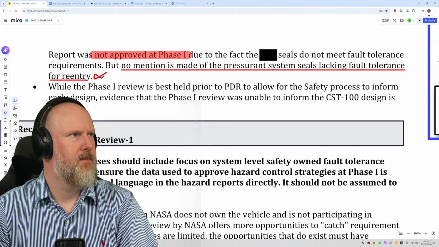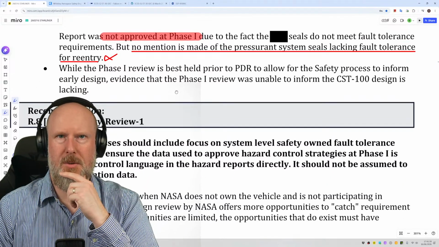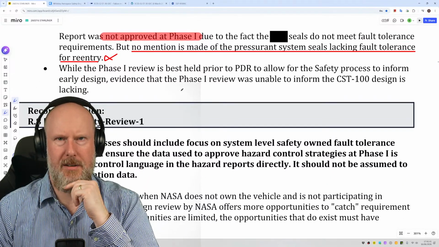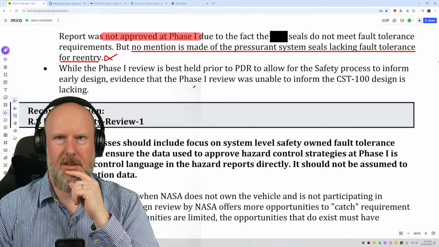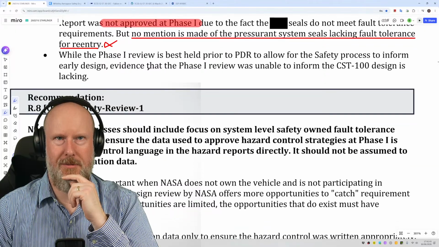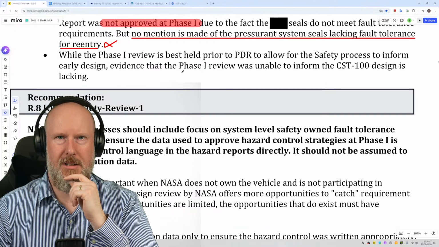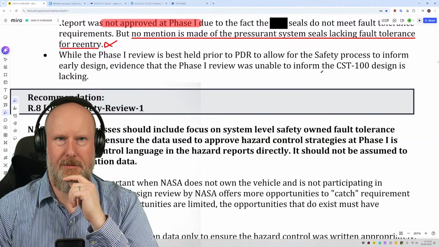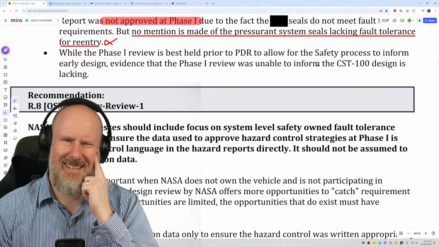Okay. While the Phase 1 review is best held prior to the PDR to allow for the safety process to inform early design, evidence that the Phase 1 review was unable to inform the design is lacking.